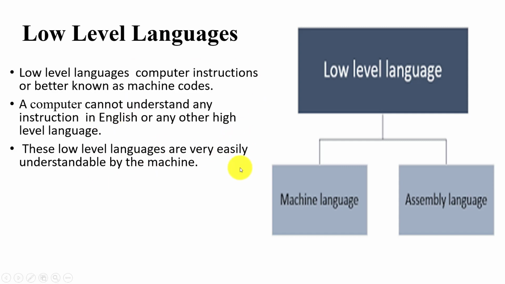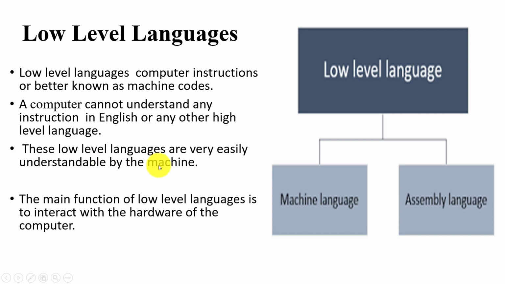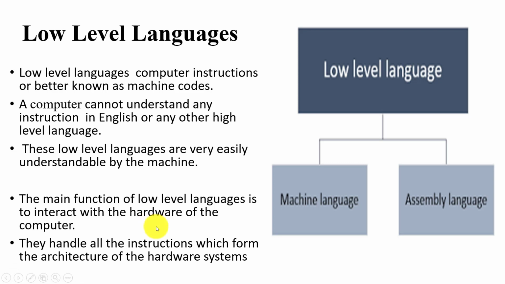Low level languages are very easily understood by the machine, that is, they can be recognized as 0 and 1. The main function of low level language is to interact with the hardware of the system or the computer. We can say these instructions belong to the architecture of the hardware system, also referred to as the system architecture, which is very close to the hardware. Depending on the CPU architecture, the machine code is built. So low level language is basically close to the hardware.